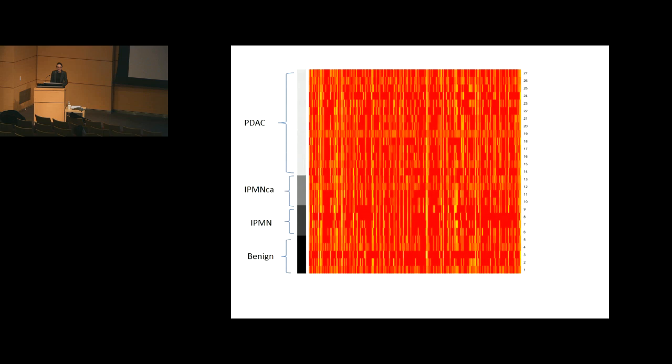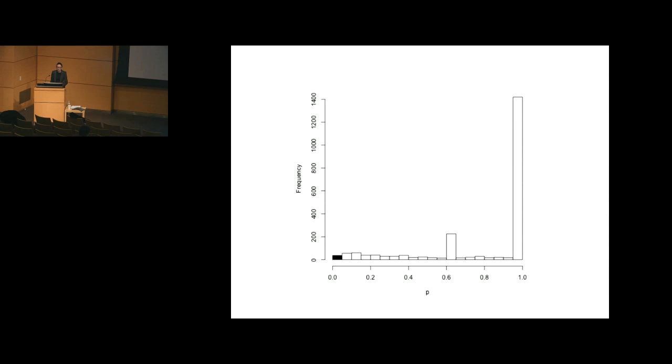So if you look at the heat map and the four groups, there is no separation. If you look at the p-value, you can see that most of them are not significant, with a very, very tiny fraction.